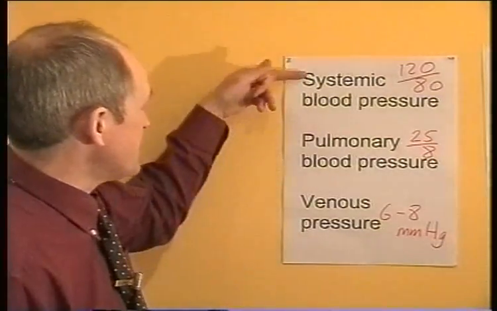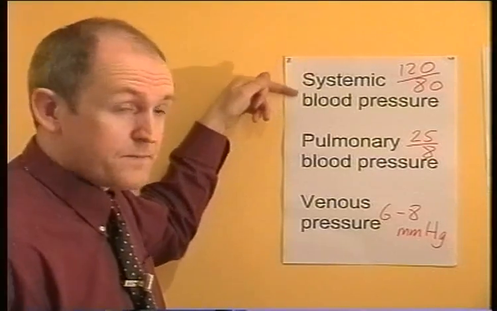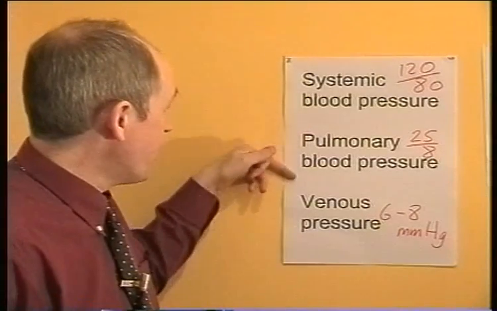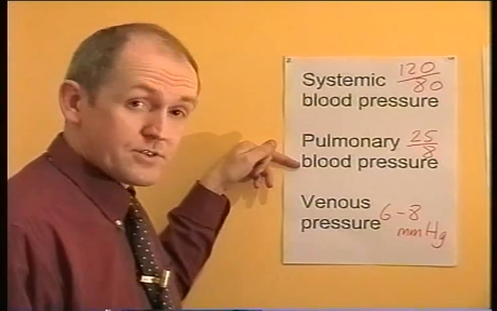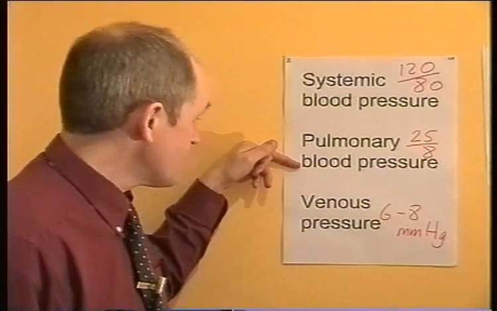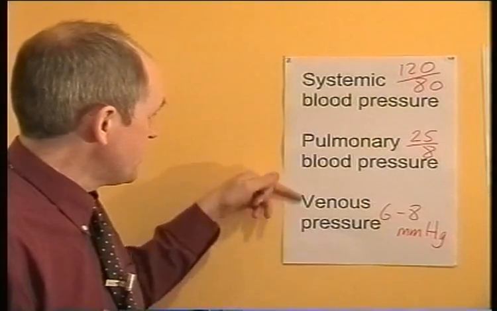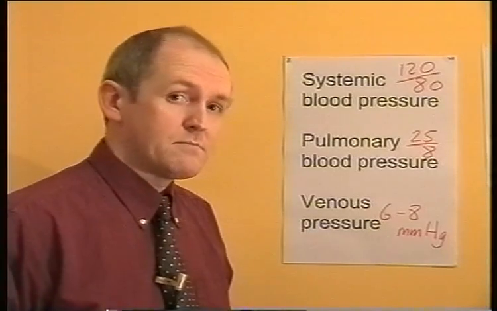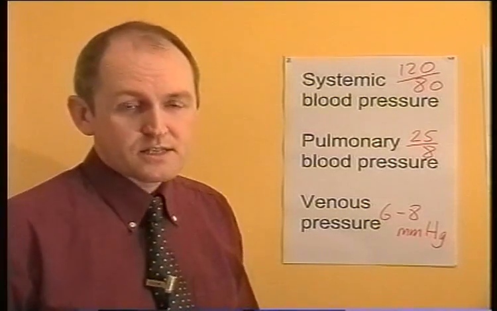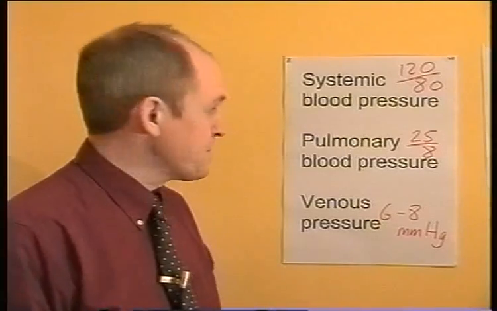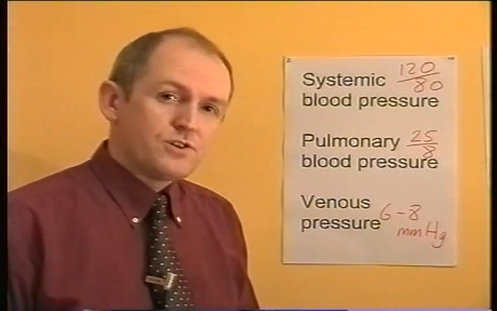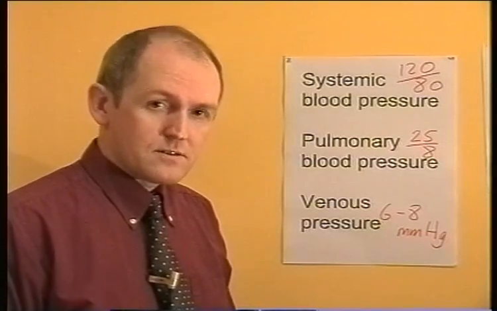So the pressure in the systemic arterial system is generated by the left ventricle, the pressure in the pulmonary arterial system is generated by the right ventricle, and the venous blood pressure of 6 to 8 millimeters of mercury is generated by the mechanisms of venous return, such as adjacent muscle contraction, adjacent arterial contraction, and negative pressure set up during ventilation of the lungs.